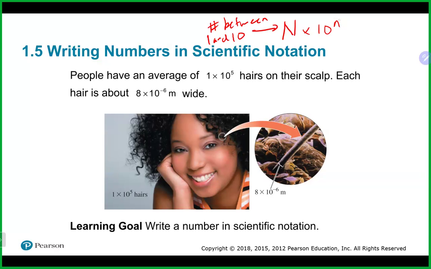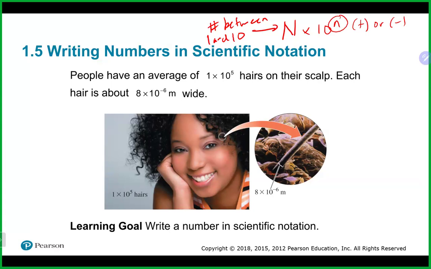Times 10 to the little n here, this will either be a positive or negative number. And that really is dependent on which way you need to move the decimal point to get to a number between 1 and 10. So that's basically which way you got to go to get to a number between 1 and 10. And it will either be positive or negative depending on which way you got to do that. Why do we use scientific notation? Well, we use scientific notation because in certain cases, you come across numbers that have just a ton of zeros. They're really, really big, for example, or really, really small.